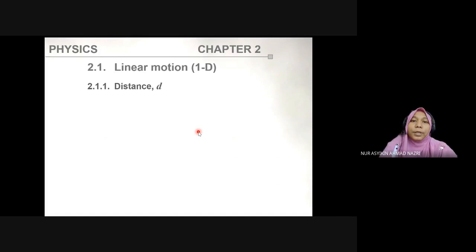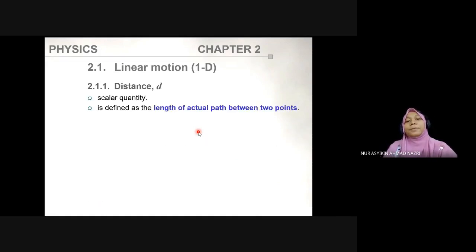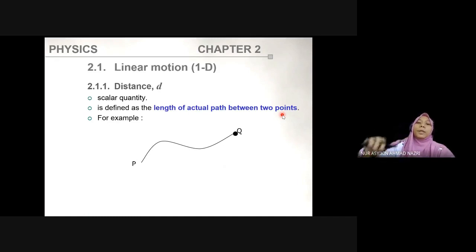Okay, so linear motion. So distance. So what is distance? So distance basically is defined as the length of actual path between 2 points. Okay, contoh we have this one kan. So length of actual path. So semua dia ambil kira. So arah ke mana pun dia ambil je lantak. Okay, so yang penting dia adalah length. So that is your actual path. Okay.